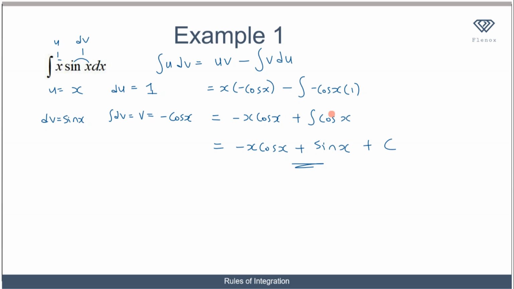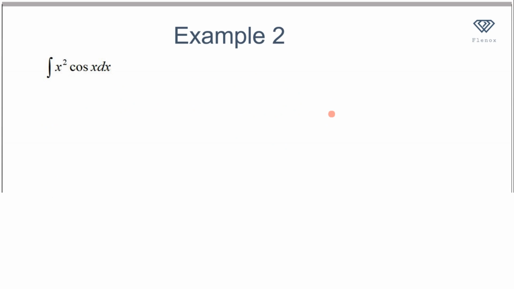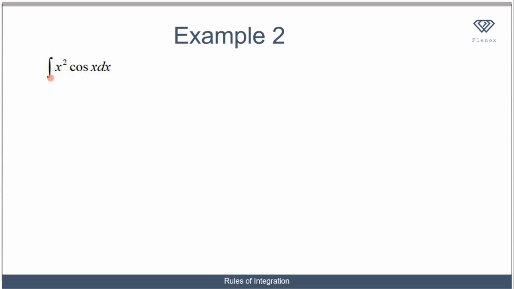So now let's look at another example. In this example, we are told to integrate x squared cos x dx. So how do we go about this? This is also pretty straightforward, and we use the formula for integration by parts. The integral of u dv equals uv minus the integral of v times du. So I assign this first term to be u and this second term to be dv.